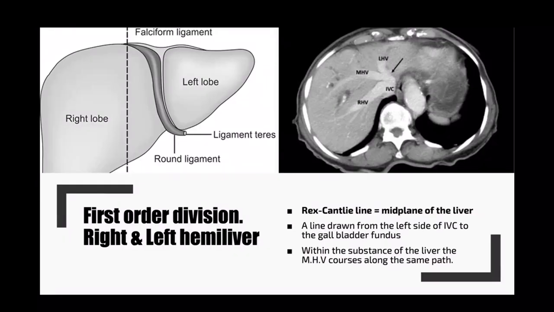The first order division divides the functional right and left hemilivers based on the midplane of the liver, which is called the Rex-Cantlie line. It's an imaginary line that has no external markings and extends from the left side of the IVC superiorly to the gallbladder inferiorly. And within the substance of the liver, the middle hepatic vein lies on the same plane and courses along the same path.